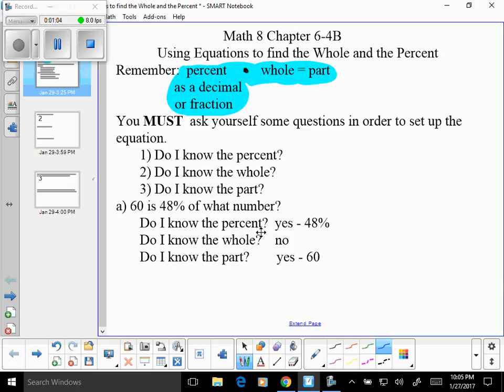In order to do these problems, I really encourage you to get your mind around asking yourself 3 questions when you examine the problem, whether it's a problem that's just written out, like what is 50% of 20, or if it's written out in a story problem. There's 3 main questions you really need to ask yourself. These aren't bad questions to ask whenever you're doing a percent problem, whether it's proportion or equation. Do you know the percent? Do I know the whole? Do I know the part?